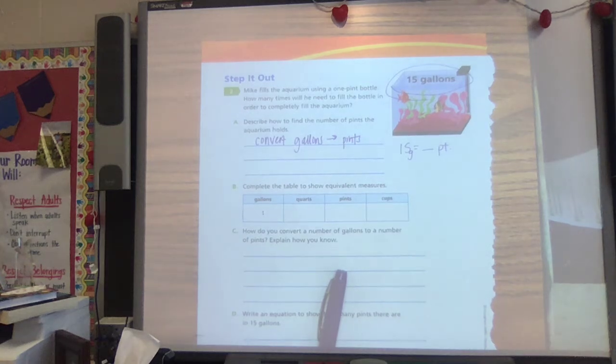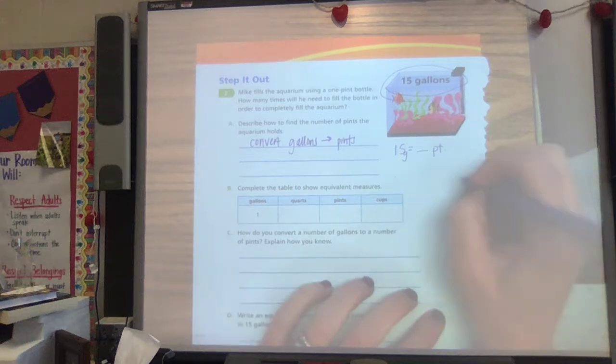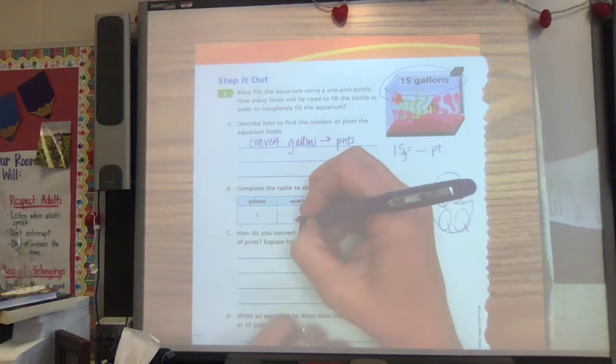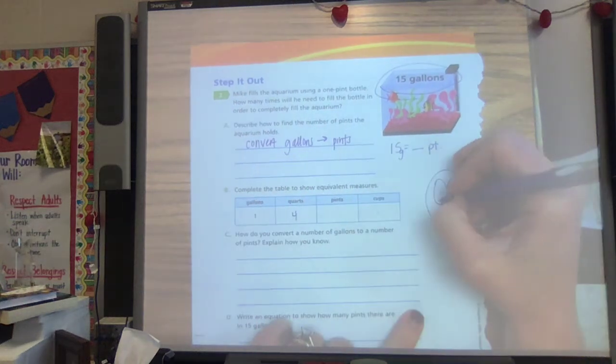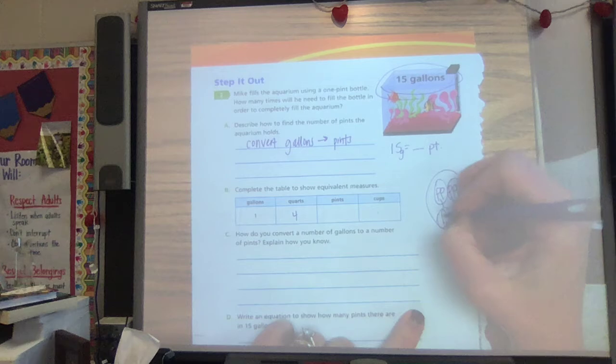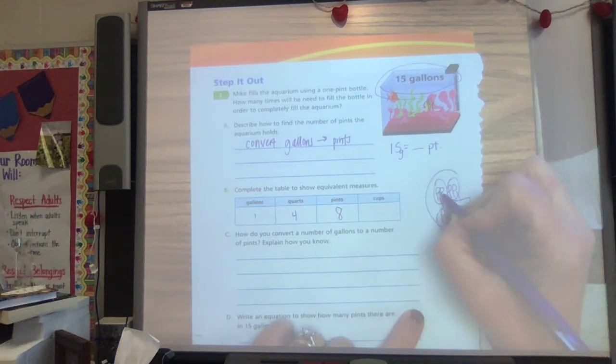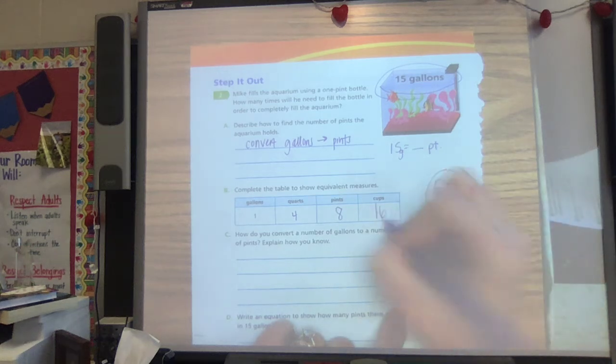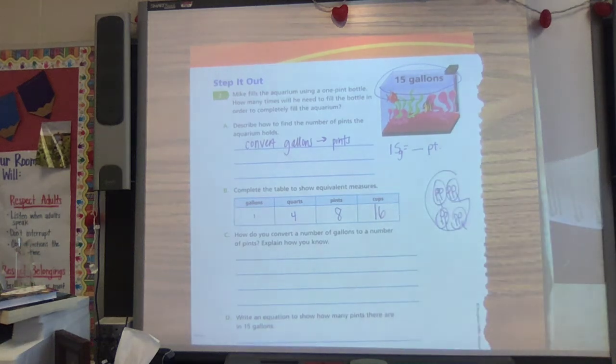So let's think about what we know about gallons, quarts, and pints. I always draw my gallon man. He comes to my mind. I know there are 4 quarts in a gallon, and I know I put 2 pints in every quart, so that's 2, 4, 6, 8 pints. And I know there are 2 cups in every pint, so that'd be 4, 8, 12, 16 cups. All right, how do you convert a number of gallons to a number of pints?